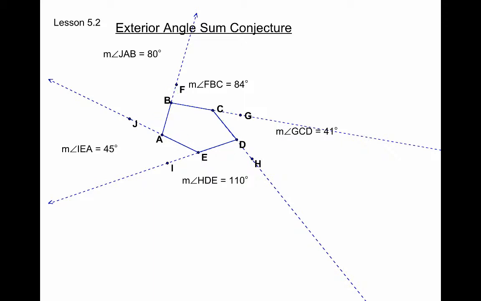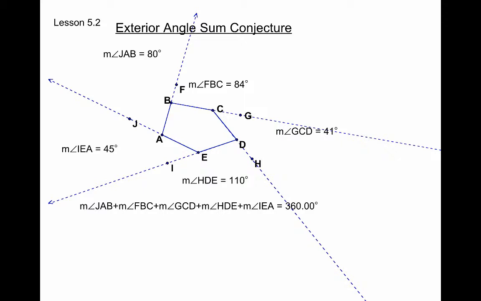Okay. So if we add those up, you'll see that the result is, in this case, 360 degrees. And it is always going to be 360 degrees, no matter what the number of sides is, and no matter what each of the angles is.